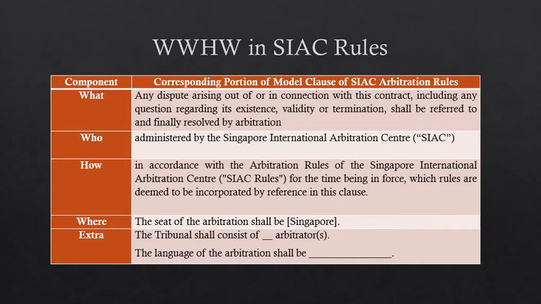The who component is administered by the Singapore International Arbitration Center. The how component reads: in accordance with the arbitration rules of the Singapore International Arbitration Center (SIAC rules) for the time being in force, which rules are deemed to be incorporated by reference in this clause, where the seat of arbitration shall be Singapore. The extra components, like in the UNCITRAL model clause, talk about the number of arbitrators and the language of the arbitration.